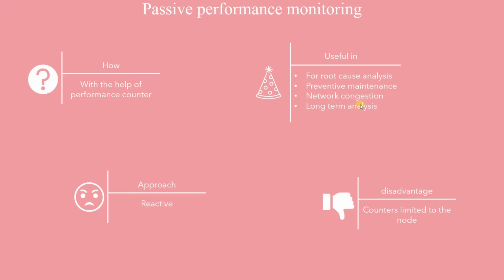If it is transport equipment, transport counters are there. If it is the RAN network, RAN-related performance counters are there. If it is the core network, core-related performance counters are there. So there are no end-to-end performance counters. That's one disadvantage of passive performance monitoring.